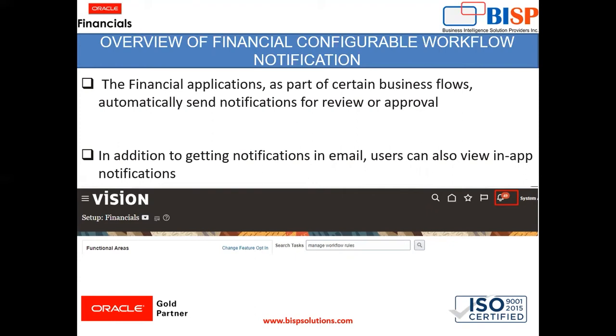But in addition to getting notification in email, the user can also view in-app notification. Like in this image, you can see that this bell icon is coming. This bell icon is the notification icon in the global header, and to open a notification you can just go to this bell icon and click here. All the notifications are visible there, right?